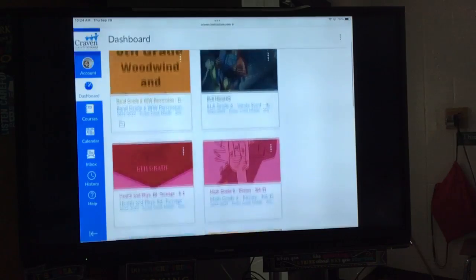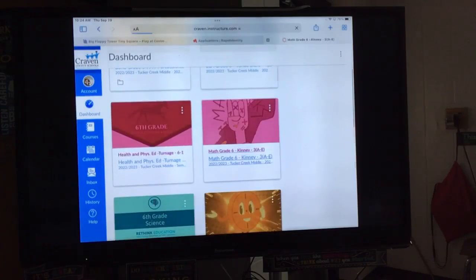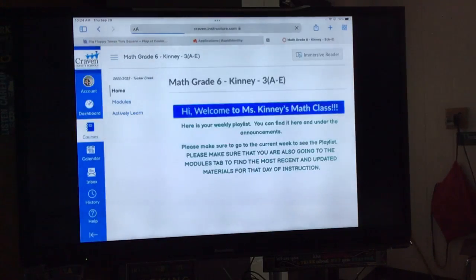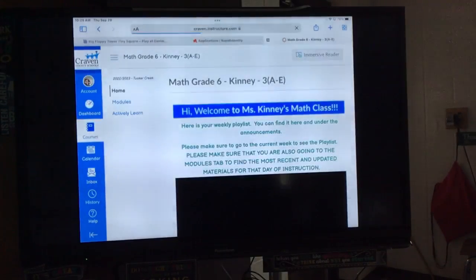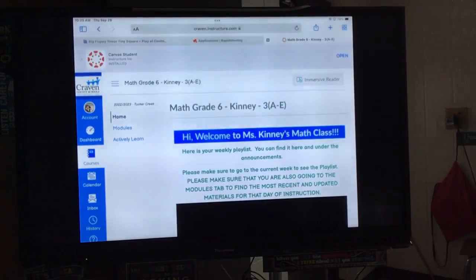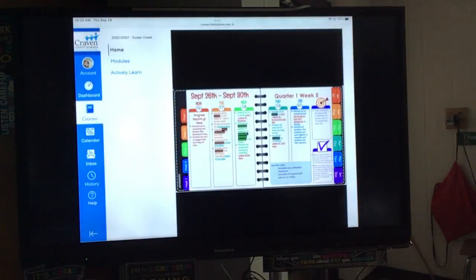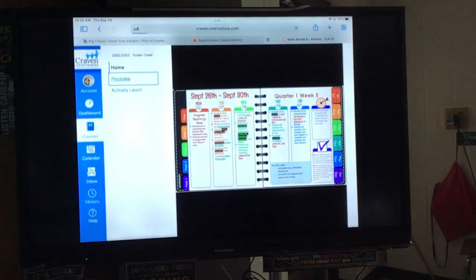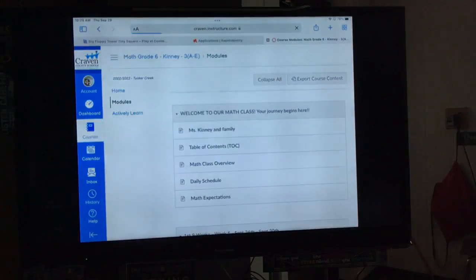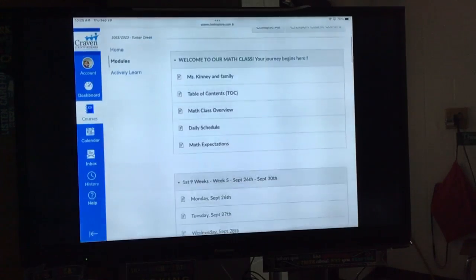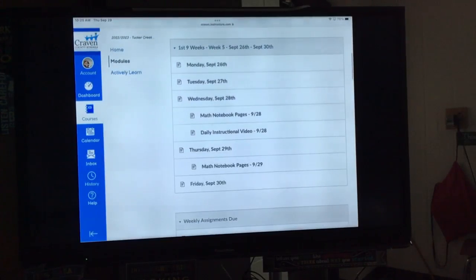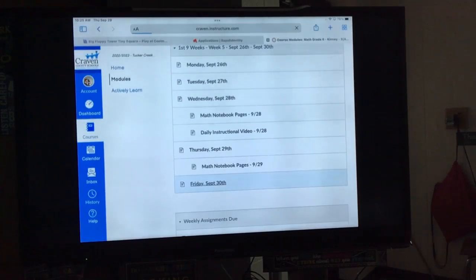Okay, you are going to go down to math and you're going to click on math. Tomorrow, when you log in to do your work, you are going to be working on word problems to review for your test that you're going to be taking on Monday. You are not going to use this home page. You're actually going to go to modules, and scroll down to, obviously not today, because that's our lesson for today, but click on Friday.